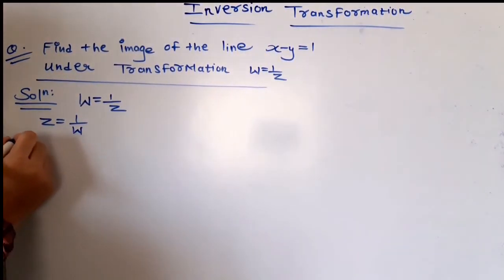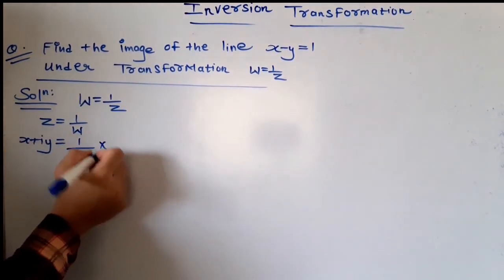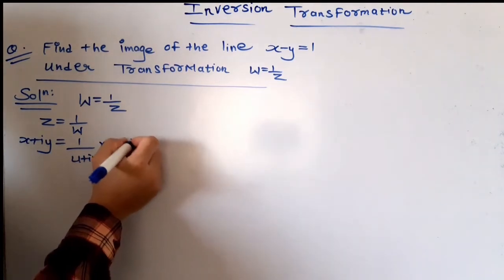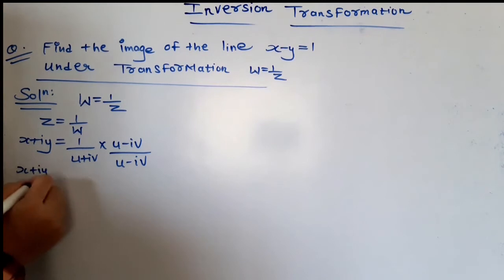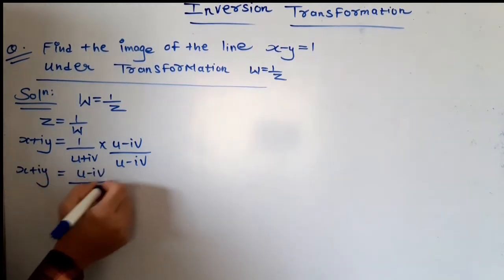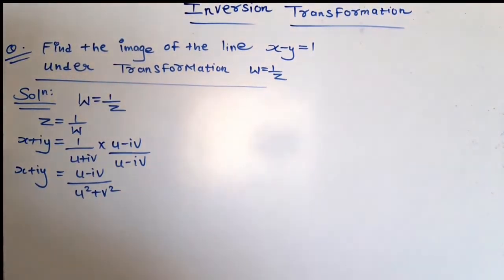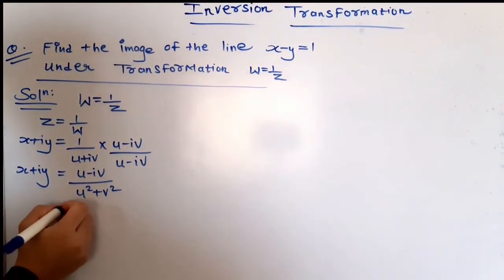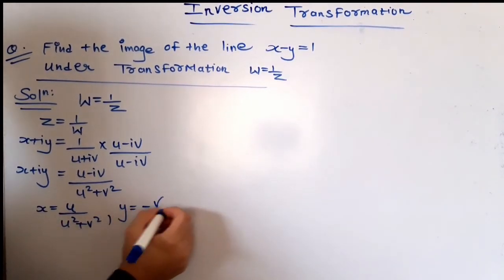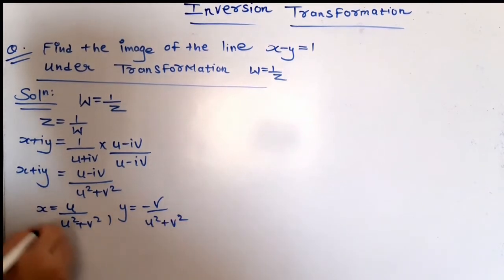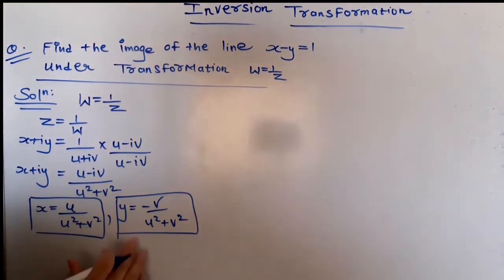So now what is z? z is nothing but x plus iy. What is w? It is u plus iv. Now multiplying and dividing by u minus iv, we will get x plus iy is equal to u minus iv upon u square plus v square. I hope you understood this step. So now we will separate the real and imaginary parts. So x is equal to u upon u square plus v square, and y is equal to minus v upon u square plus v square. Now this step is compulsory in every sum of the inversion transformation.